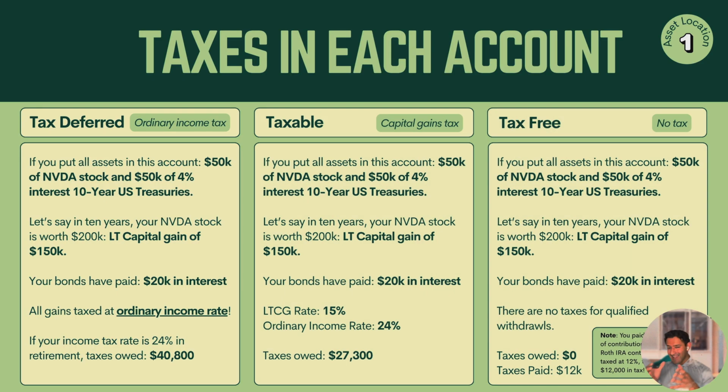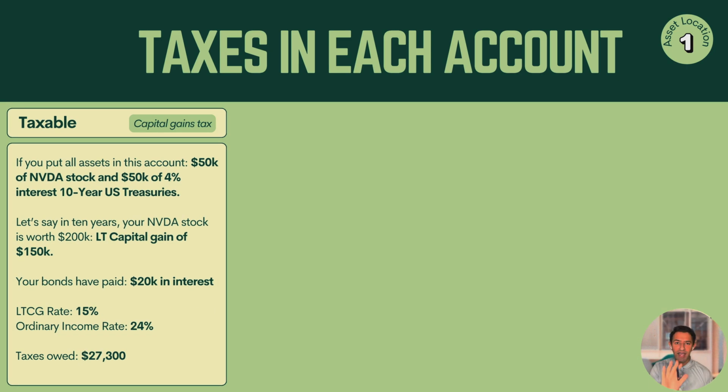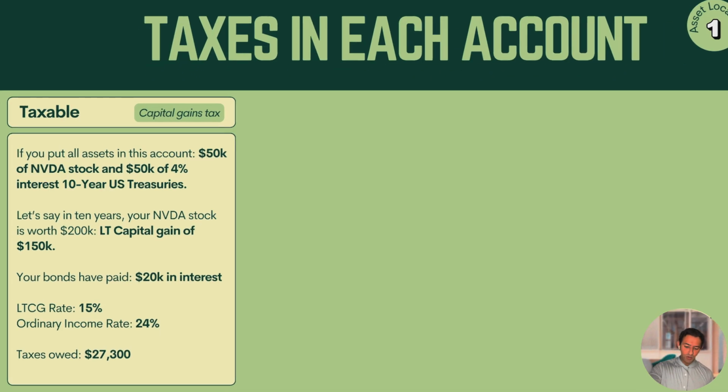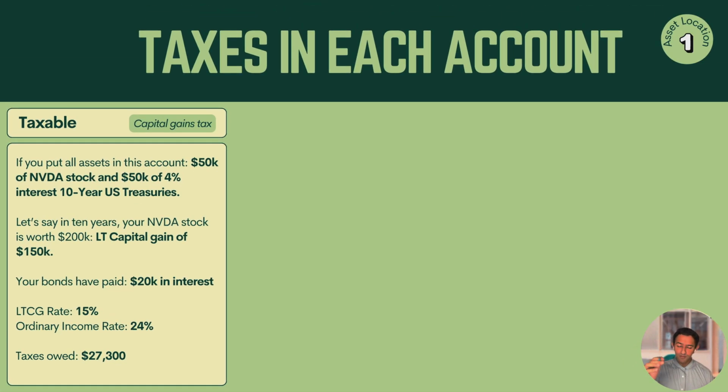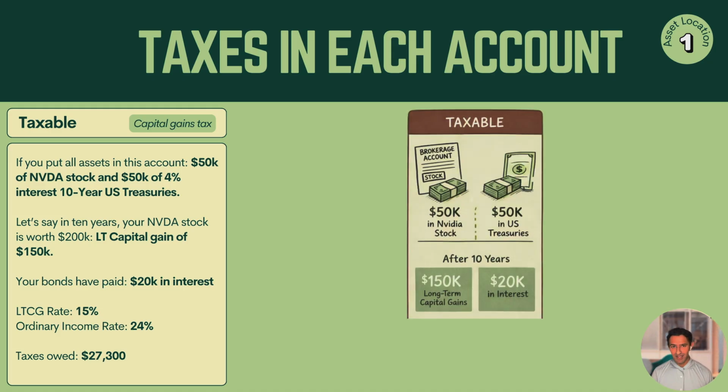Now let's take the same investment portfolio, but we're going to pick it up out of the tax deferred account and we're just going to put it in our brokerage account. And let's see the tax implications when that happens. So same situation. We have 50K of NVIDIA stock, 50K of 4% US Treasuries. The gains are the exact same. It's $170,000 total, but your brokerage account qualifies for long-term capital gains tax.